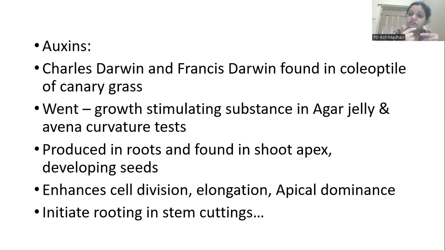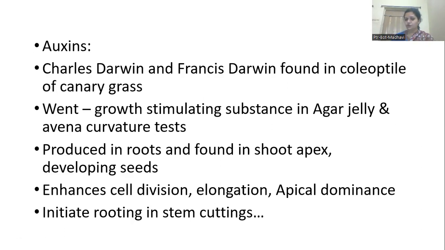And these were first observed by Charles Darwin and his son Francis Darwin. Both worked on the coleoptile of canary grass. Coleoptile means stem tip. So there they showed that some hormones are present which are showing the growth promotion. And then Went came, that is a scientist's name, and he showed how these auxins work with the light intensity. And he observed this with the Avena curvature test, what we'll say. And again, he did his experiments in agar jelly. Okay, agar jelly.